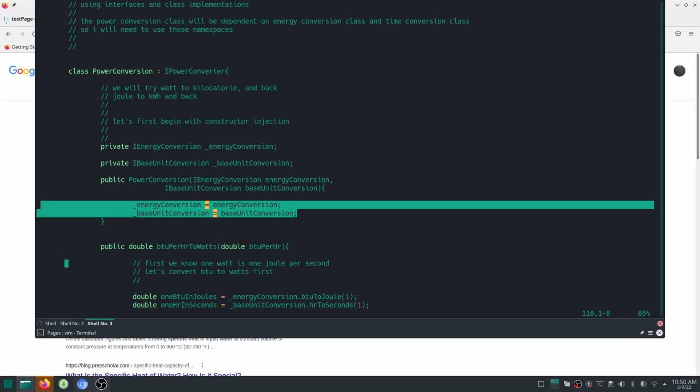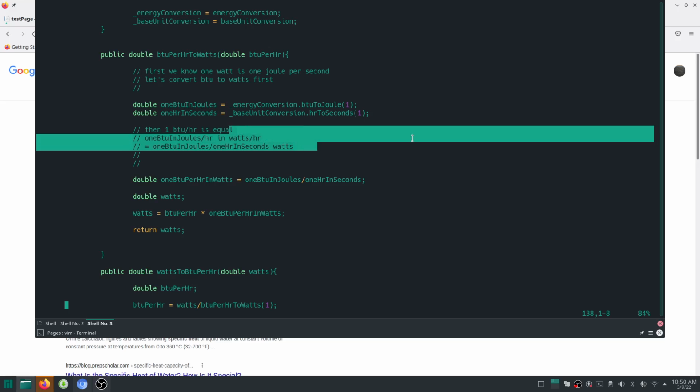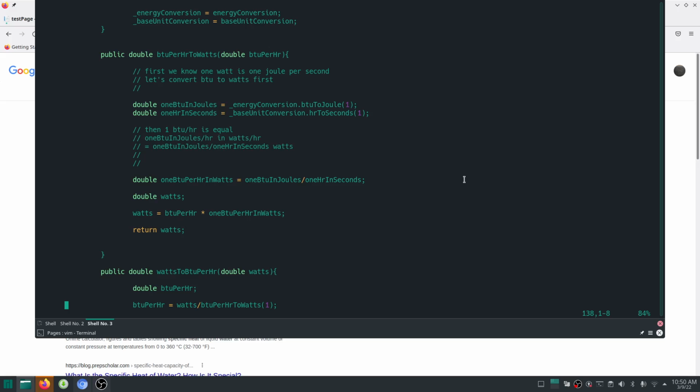Next thing we do is to start using these dependencies. So for example, BTU per hour to watts. I want to first calculate what is 1 BTU in joules and what is 1 hour in seconds. So I use that to start to change BTU to joules, because 1 watt is one, I think I made a mistake here. 1 watt per hour, that doesn't make sense. 1 joule per hour.